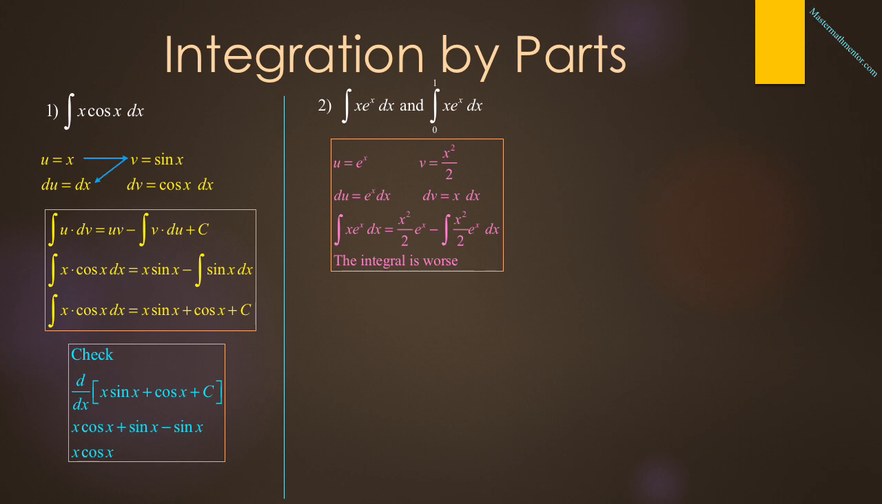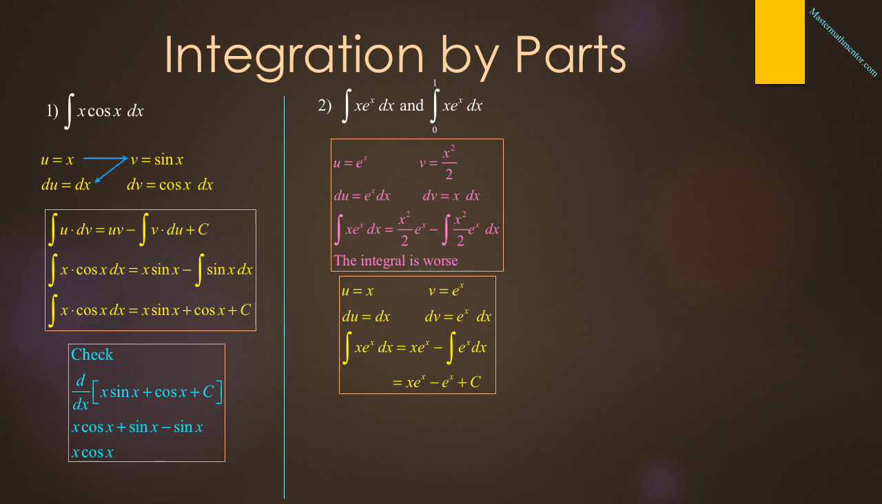Using our formula, we get that the integral of x e to the x dx is x squared over 2 e to the x minus the integral of x squared over 2 e to the x dx. And we are now faced with an integral that is far worse than the original one. So this does not mean that integration by parts does not work. It means that we made a poor choice in the placement of our x and e to the x.